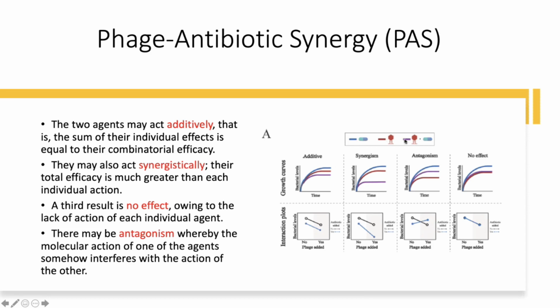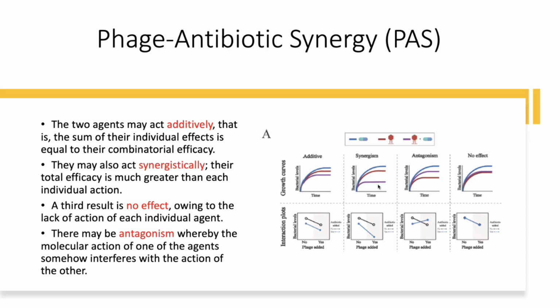And you can see that on this first graph here, where the blue represents the drug, the red represents the phage, and the purple represents the combination. You can see that the effect on the bacterial levels is additive when you have the phage drug combination. Synergism essentially refers to the total efficacy of the combination being much greater than each individual action. And again, you can appreciate that on this graph as well, where the phage antibiotic combination has more than an additive effect on bacterial levels, or the growth curve for the bacterium.